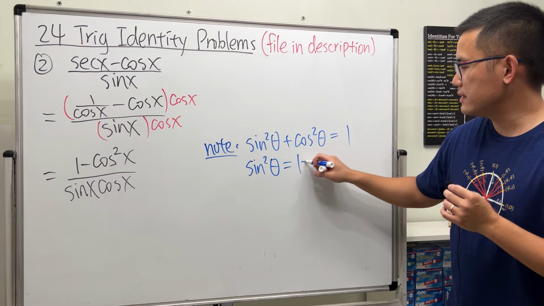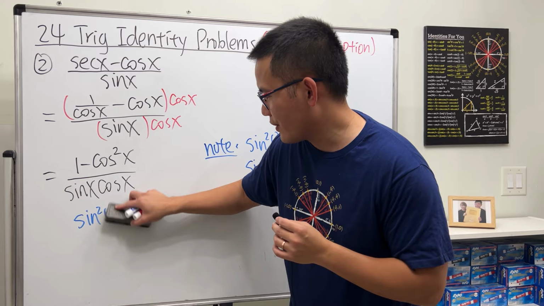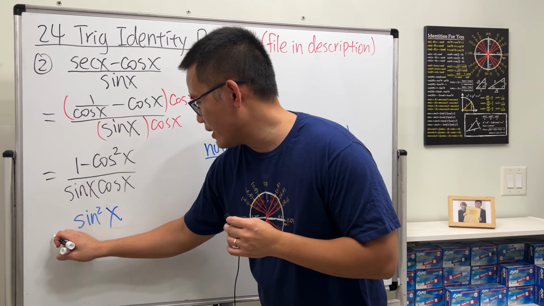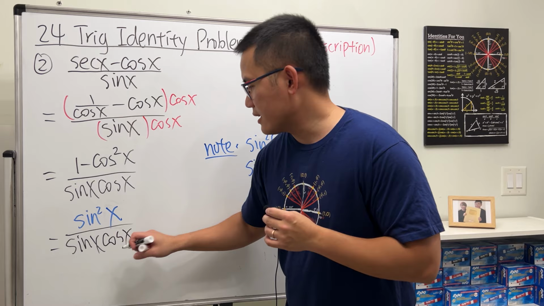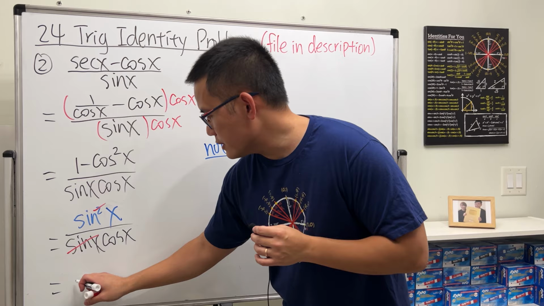So let's just come back here for the top, let's write it as sine square x, because for the questions we're using x. And then for the bottom, it's still sine x times cosine x. And that's super nice, because this way we can see that this and that cancel out precisely, right, one of them, and we have sine x over cosine x, and that gives us tangent x, just like that.